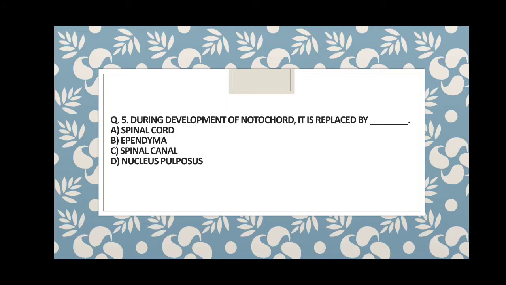So guys, question number 5 is, during development of notochord, it is replaced by. Very important question, very important question, you can say. Answer A is spinal cord, B is ependyma, C is spinal canal, and D is nucleus pulposus. The correct answer is D, nucleus pulposus. You have only to remember these types of questions. There is no concept behind it.